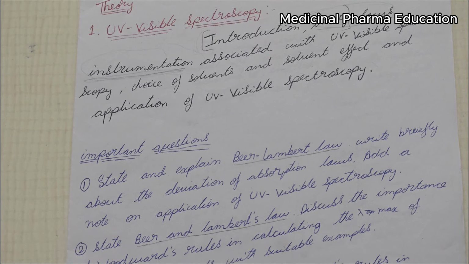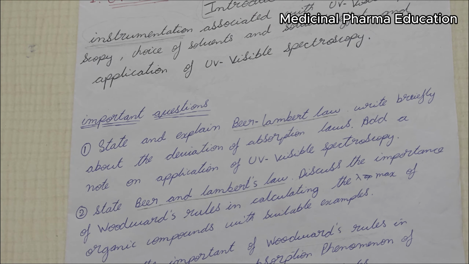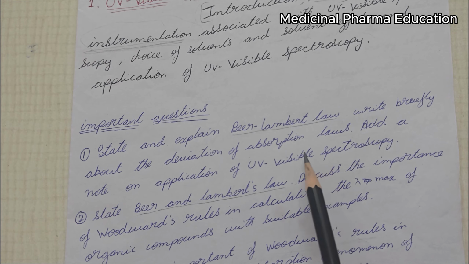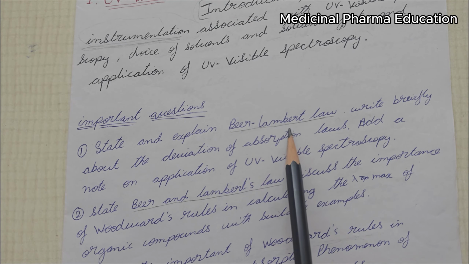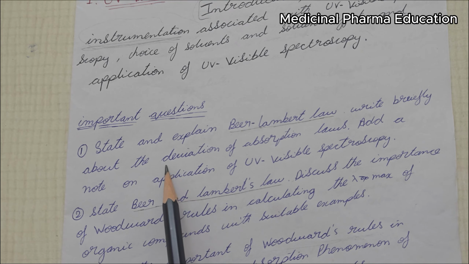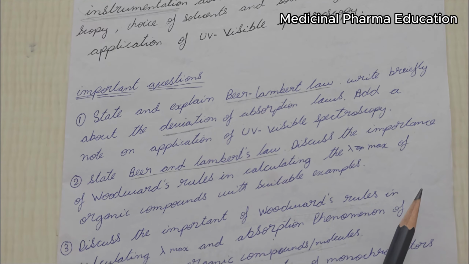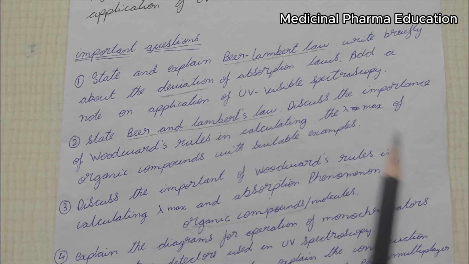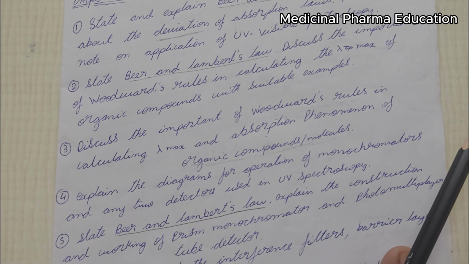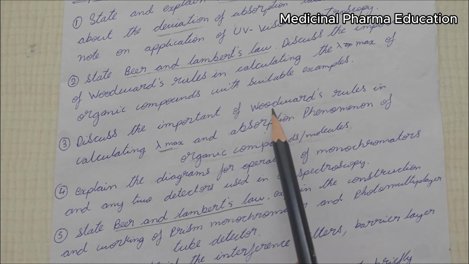Mainly, the important topics or questions asked in this topic are the Beer-Lambert law. This is very important, and the deviations. Beer-Lambert law and deviations is the main question which is asked several times. And to find out the lambda max, we use Woodward's rule.